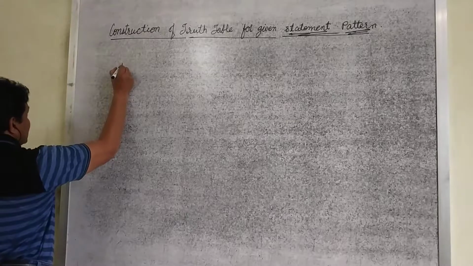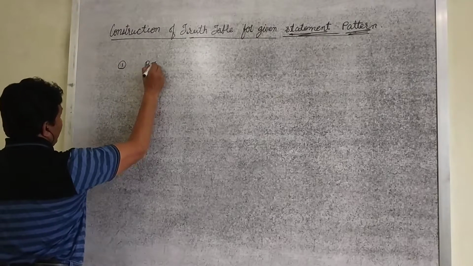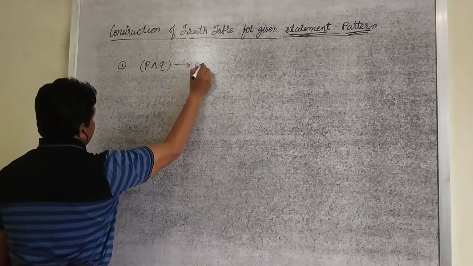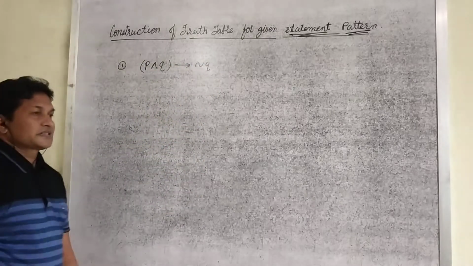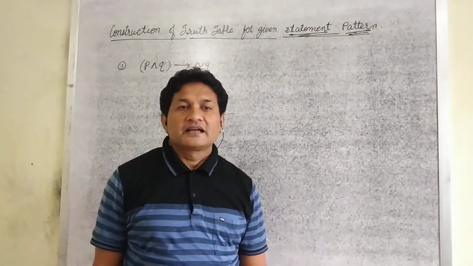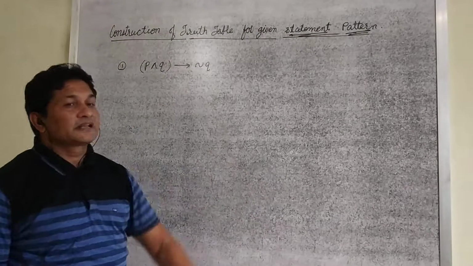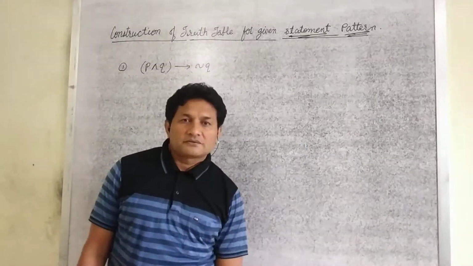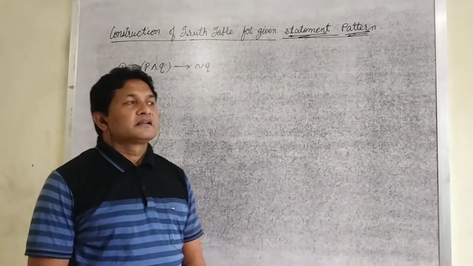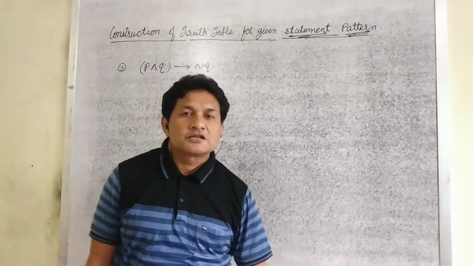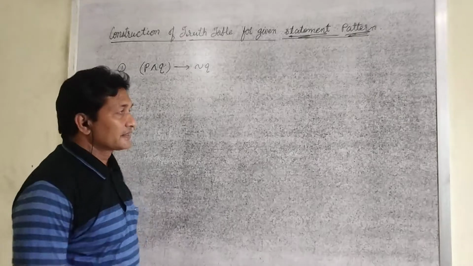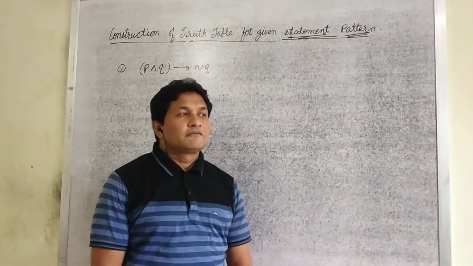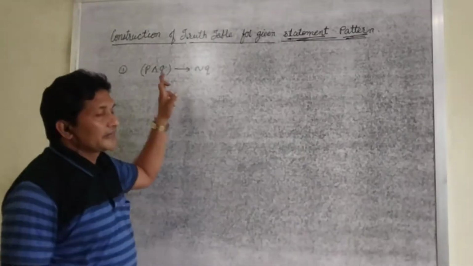So consider the example (P and Q) conditional negation Q. So this is the given statement pattern, and for this statement pattern, we have to construct the truth table. While constructing the truth table, first see how many statements are used in the given statement pattern. Only two statements are used. First statement is P and second is Q.